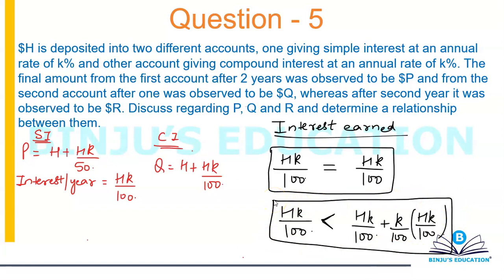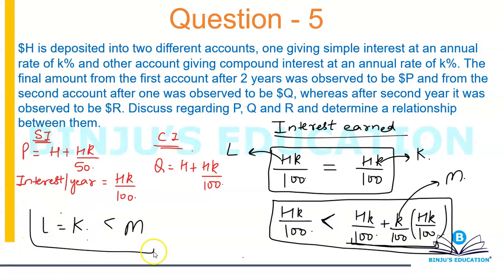Let's say in the question, it was given to you that the simple interest earned for 1 year is some value L. Compound interest earned for first year is K, and the compound interest earned for the second year is M. So arrange L, K and M in the ascending order. So M will be the greatest, and L and K will be equal. This is basically what you need to understand.